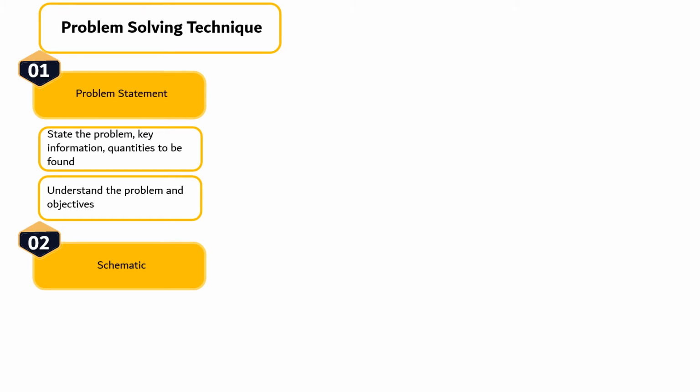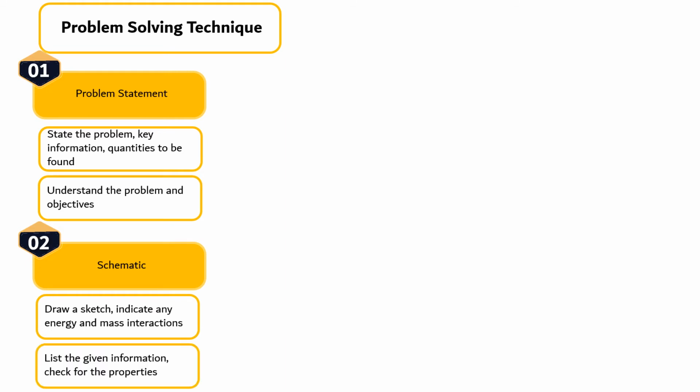Draw a realistic sketch of the physical system involved and list the relevant information in the figure. The sketch does not have to be elaborate, but it should resemble the actual system and show the key features, indicating any energy and mass interactions with the surroundings. Listing the given information on the sketch helps one to see the entire problem at once. Also, check for properties that remain constant during a process and indicate them on the sketch.